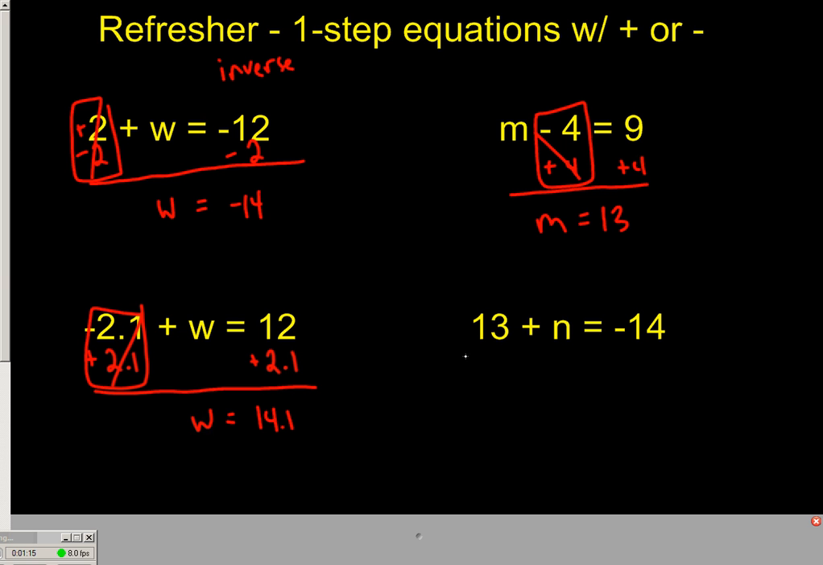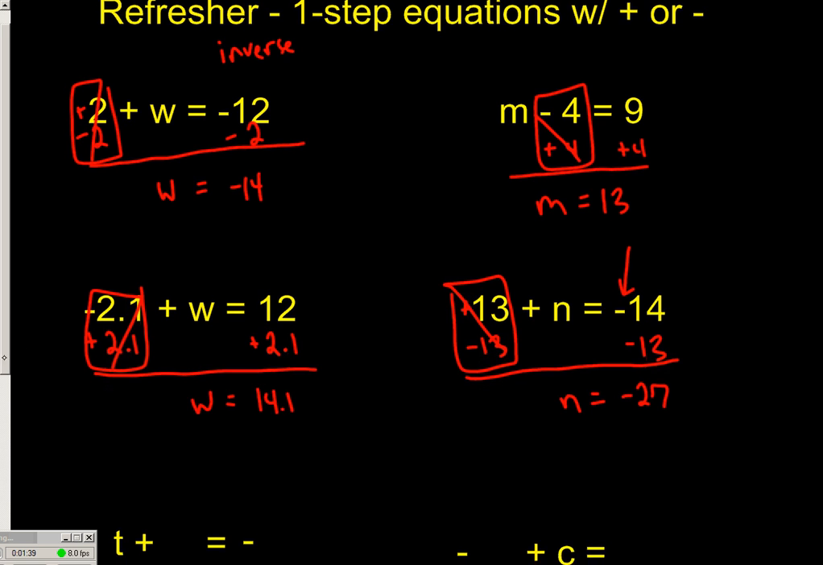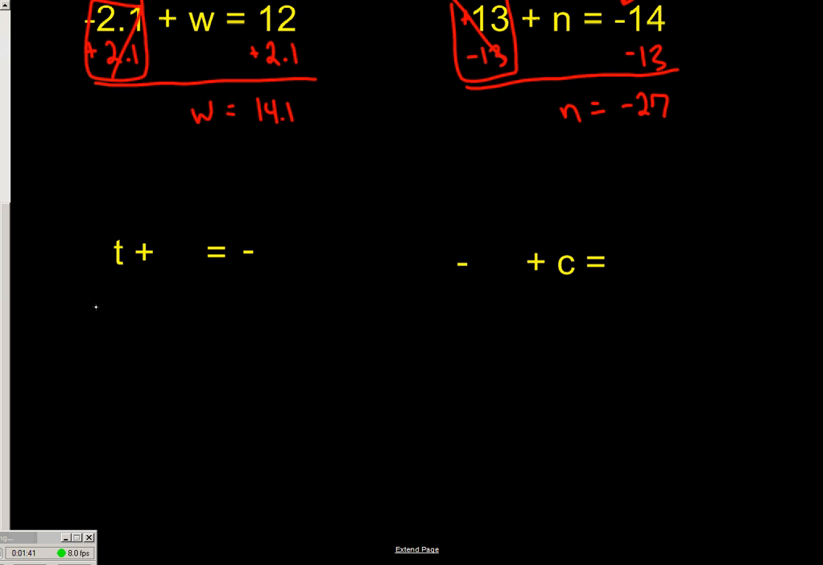Over here, it's a positive 13, so let's just subtract 13 to make it go away. That'll free up the n all by itself. But then to keep the balance, we're going to have to do the same thing over here. And be careful, a negative minus another number, negative 14 minus 13 would make it negative 27. So this is very, very tricky. It usually causes problems for even high school students if they haven't mastered it yet.